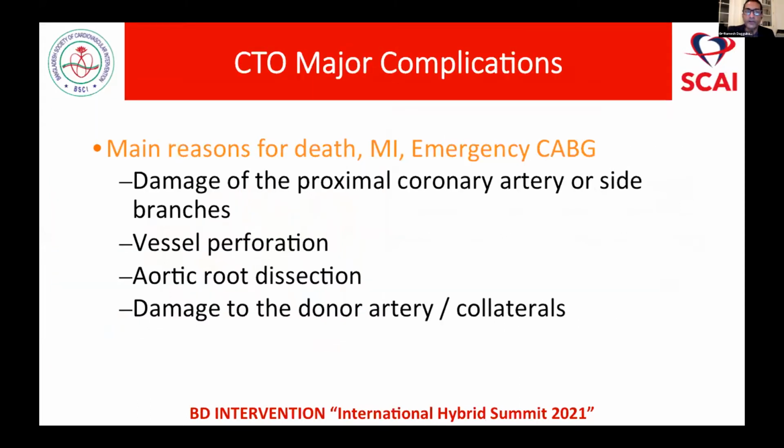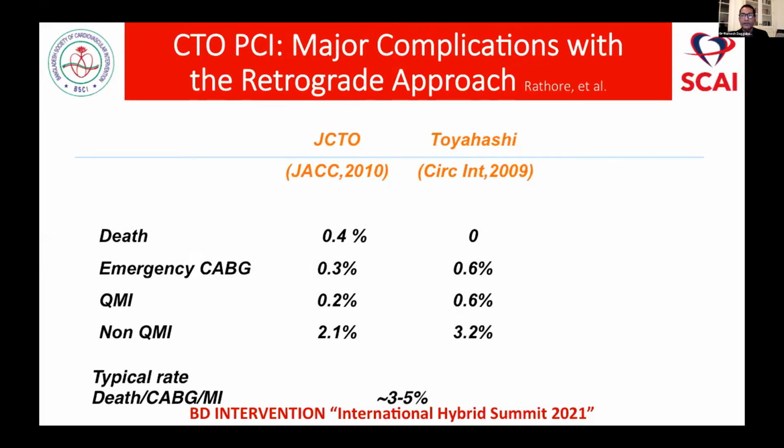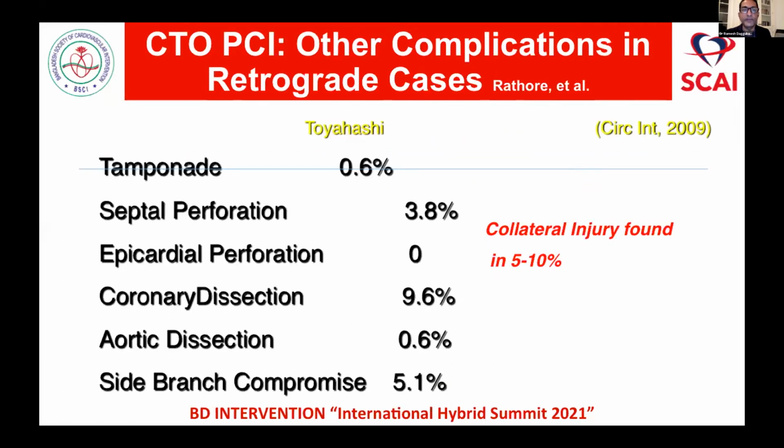Complications of CTO, as I think Dr. Nasrullah Khan very well mentioned, sometimes it becomes a battle between the physician and the artery, and we might actually start causing more damage to the proximal coronary artery, vessel perforation, aortic root dissection, or damage to the collaterals. This is from Sudhir Rathore, and from his experience at Toyohashi Center, he showed that the typical rate of death, bypass surgery or MI is about 3 to 5%.